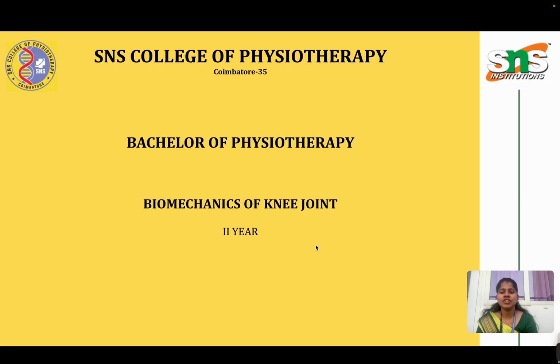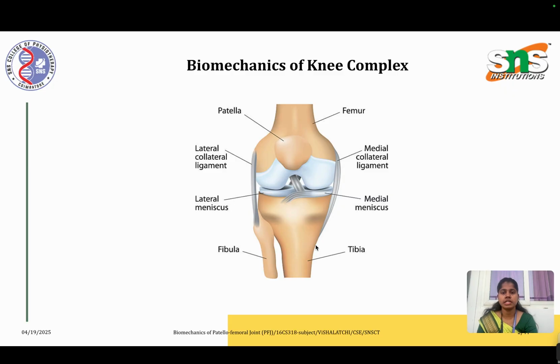Hello one and all. Today we're going to discuss the topic of biomechanics of the knee joint. This is a picture representation of the knee joint, which comprises femur, tibia, fibula, patella, meniscus, collateral ligaments, that is lateral and medial meniscus, and lateral collateral ligament and medial collateral ligament.